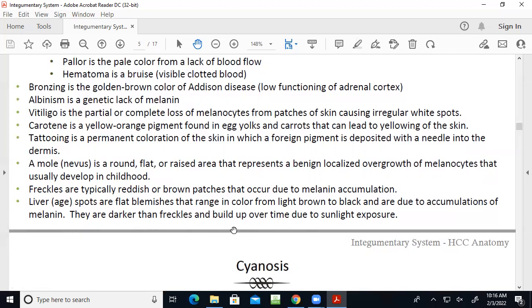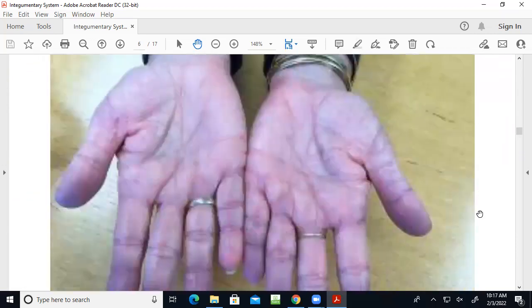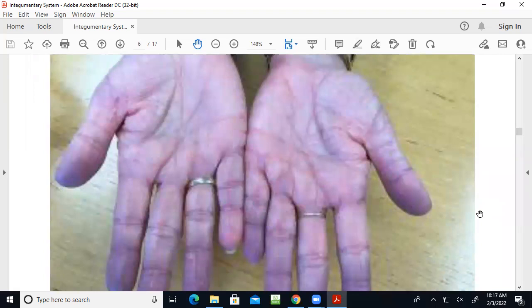Darker than freckles though, and they build up over time due to sunlight exposure. Has nothing to do with liver. I don't know why that term is what it is. I guess it's just probably more than likely an old wives' tale would be my guess as to why they call them liver spots.